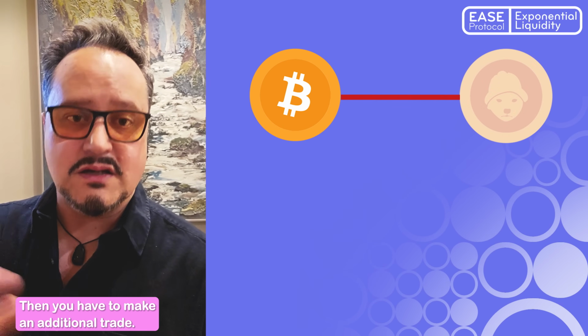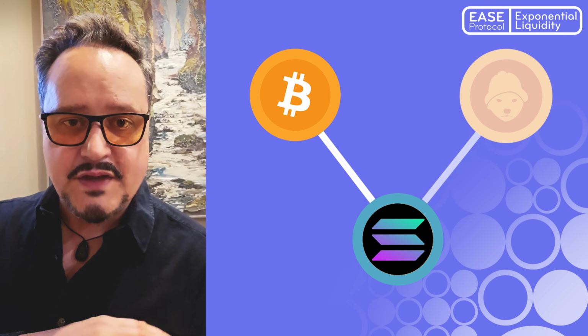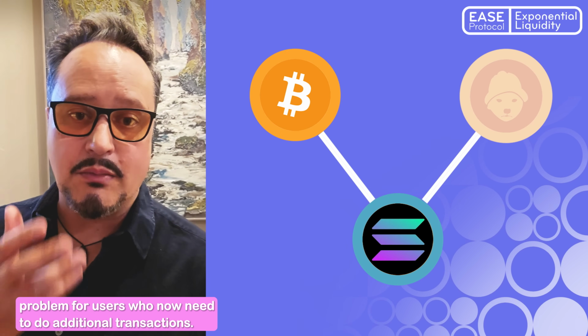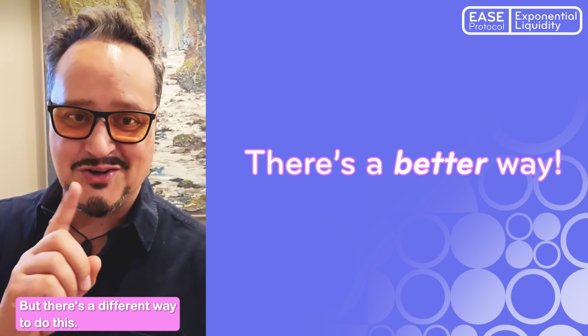Then you have to make an additional trade, first trading Bitcoin to Solana and then Solana to WIF. This reduces the total number of liquidity pools needed, but it just creates a different problem for users who now need to do additional transactions. But there's a different way to do this.